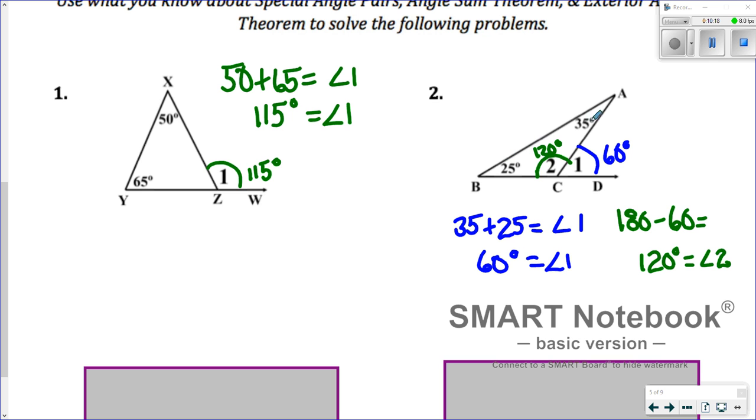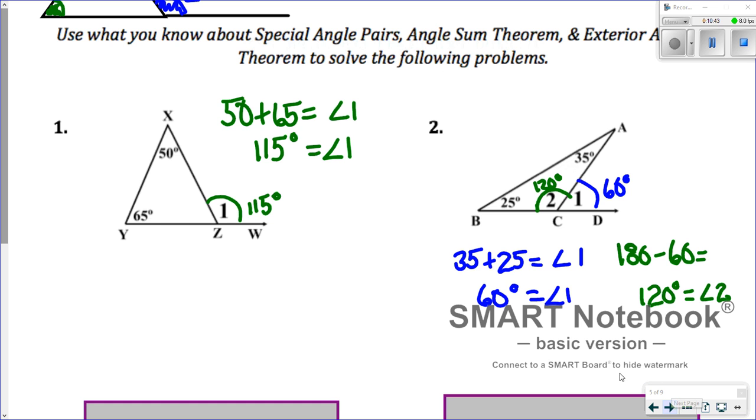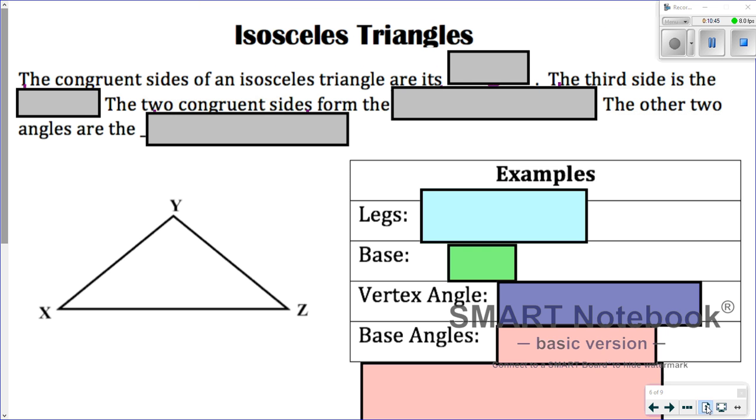So if you were to add up all these numbers, you would get 180. And these two add up to 180 to give you that linear pair. So that's using what you learned about the special angle pairs, the angle sum theorem, and the exterior angle sum theorem all together. So they're all connected. Alright, let's go on to the next. I'm going to expand this.